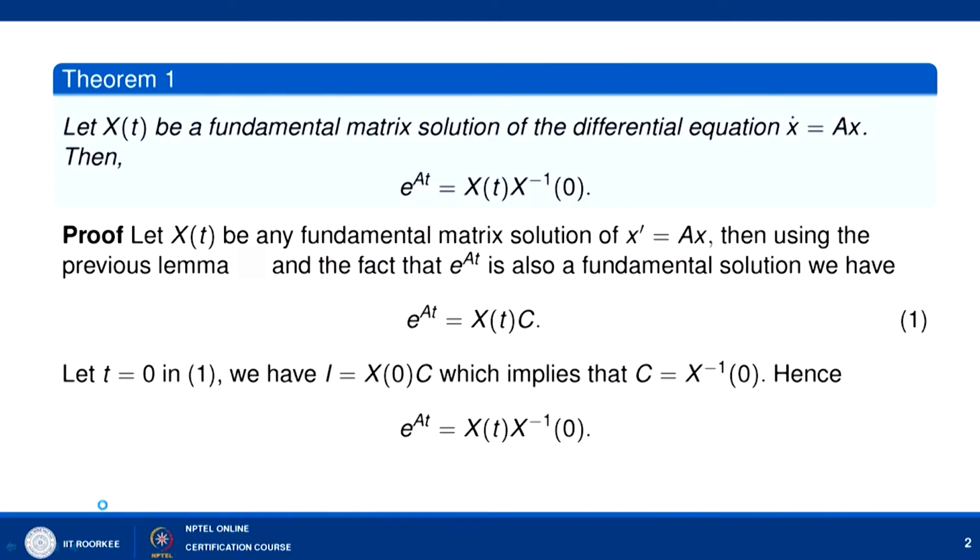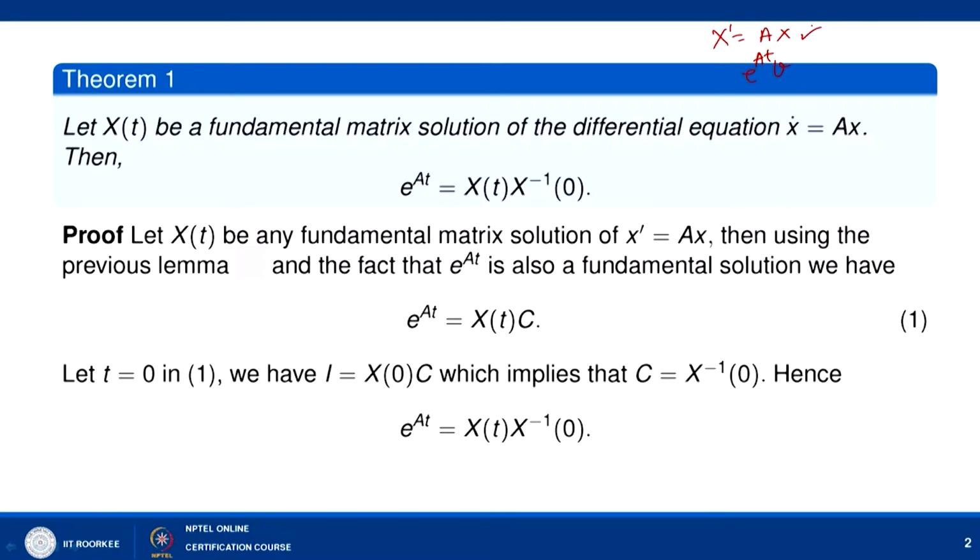After that, let us now prove that if xt is a fundamental matrix solution of the differential equation x dash equal to Ax, then we can calculate e to power at equal to xt into x inverse 0. In fact, if you recall, in the beginning when we started solving the problem x dash equal to Ax, we proved that e to power at is a solution of this, and corresponding to any vector v, e to power at v is a solution of this.